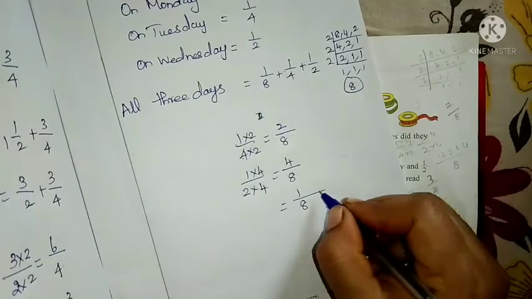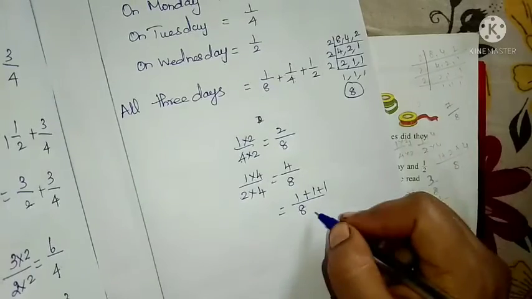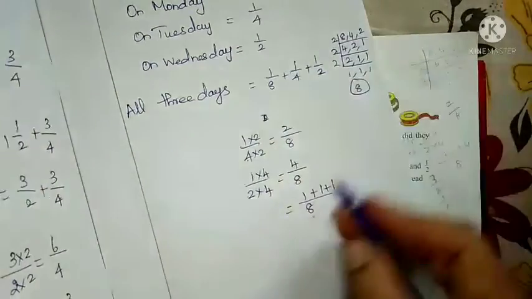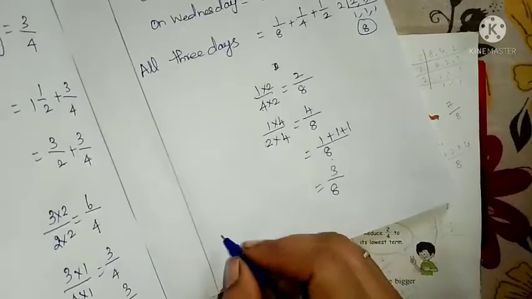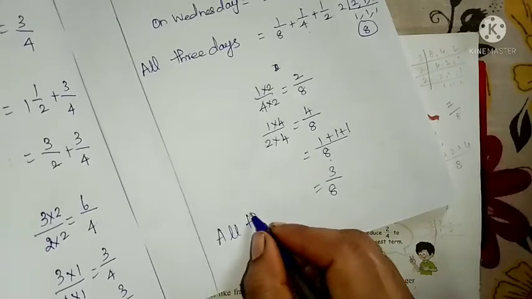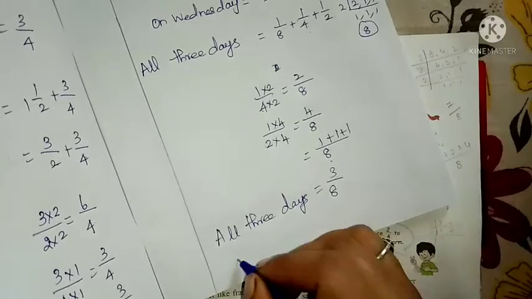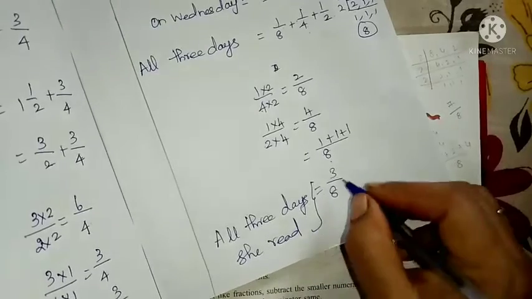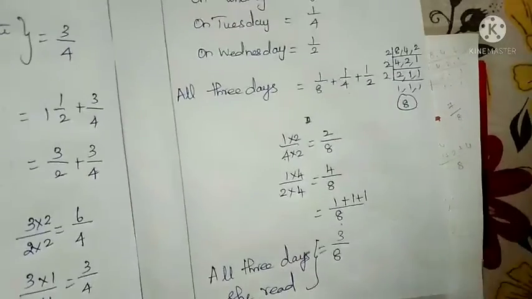1 by 8 plus 1 plus 1. Why am I writing like this? For all the denominators we got 8. The numerators 1, 1, 1 only are there. So 3 by 8. Okay. So in all 3 days he read 3 by 8. Okay, up to this, copy it in your classwork. Thank you.